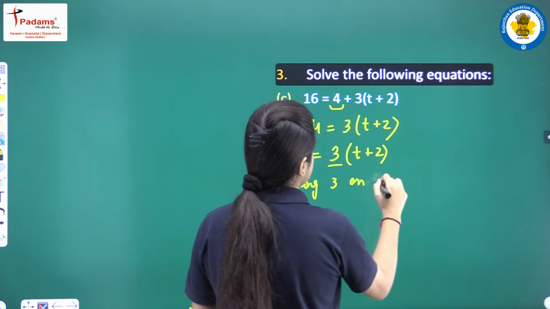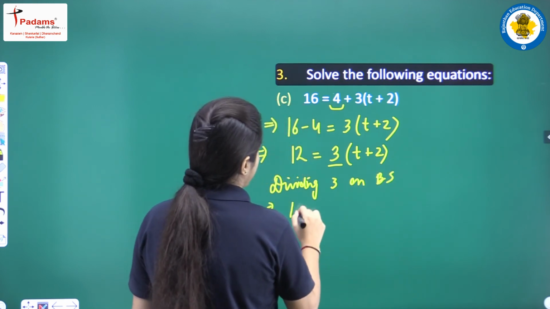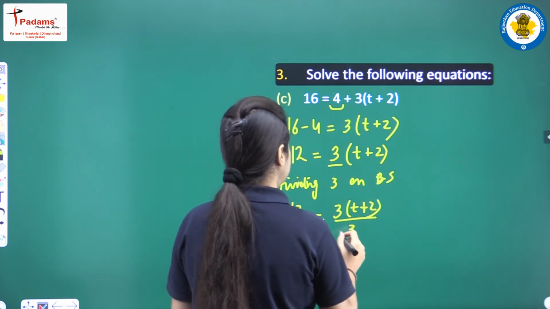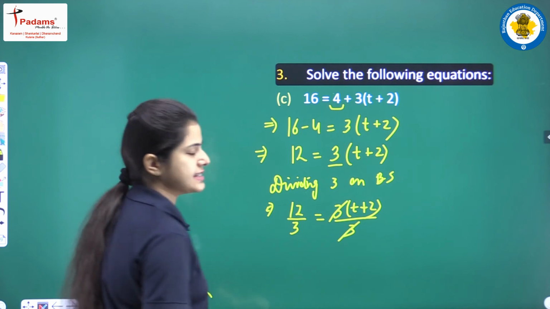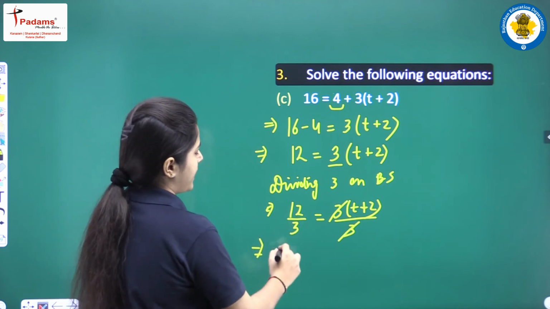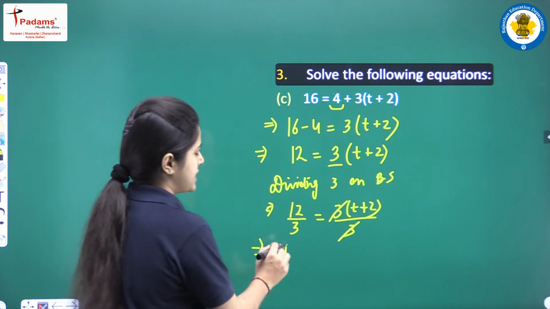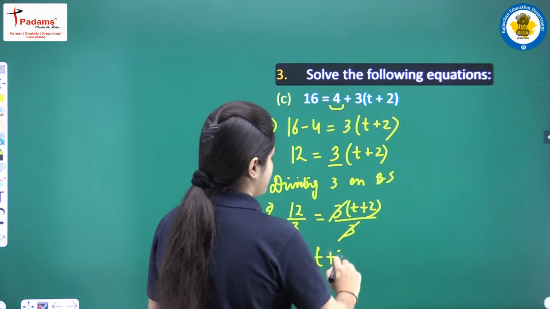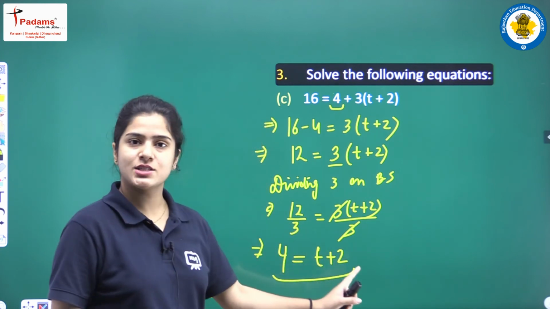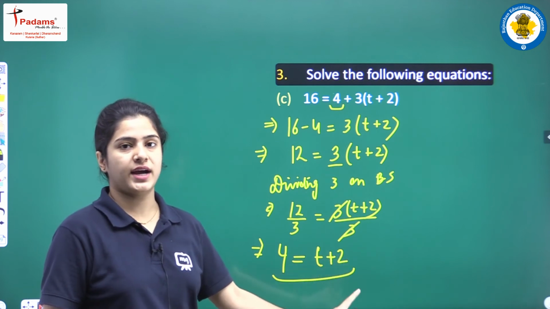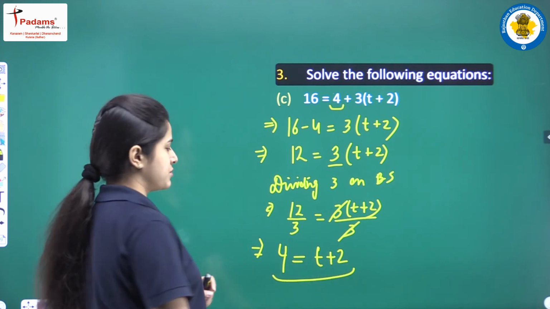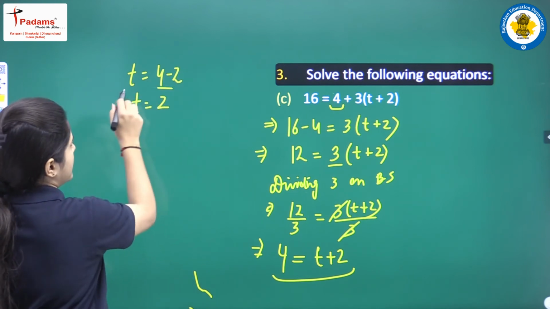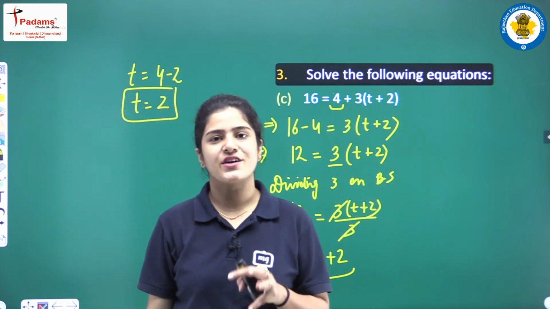Dividing 3 on both sides. 12 upon 3 is equal to 3T plus 2 upon 3. 3 and 3 will cancel out each other students. 12 divided by 3 is equal to 4, as 4 into 3 is equal to 12. So this 4 is equal to T plus 2. Now students, T plus 2, if you have to transpose this 2 from right hand side to the left hand side, it will become minus 2. So T is equal to 4 minus 2, that is equal to 2. 4 minus 2 is 2 students, so this is your solution.